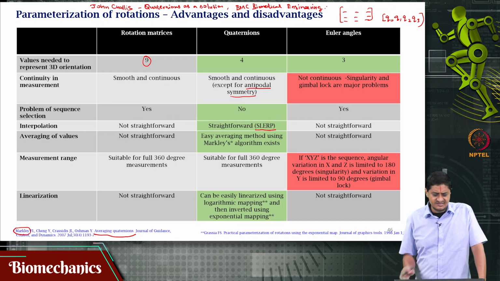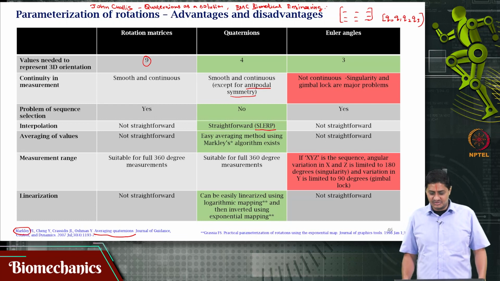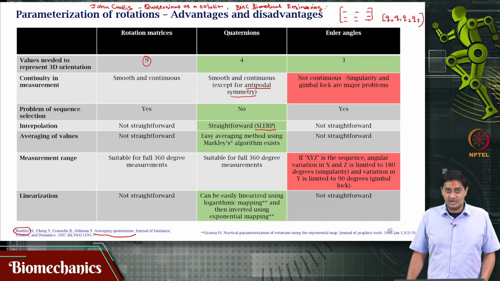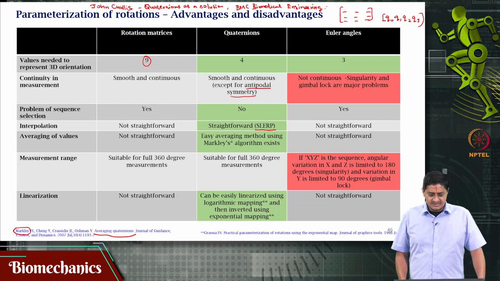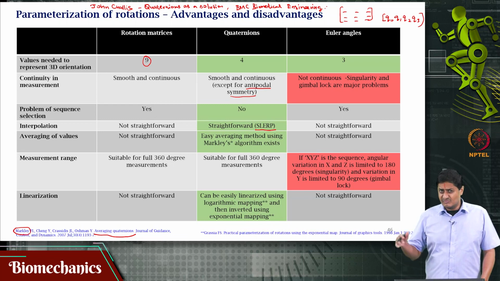But you can Google this, John Challis, Quaternions as a solution to the problems of kinematics, human measurement, or something like that. It's a long title, so I'm not able to remember. But the journal is BMC Biomedical Engineering. By the way, Professor John Challis is my teacher, so this is my opportunity to thank my teachers here. It is such a nice, neat paper.